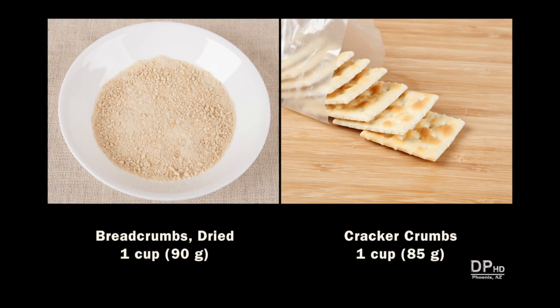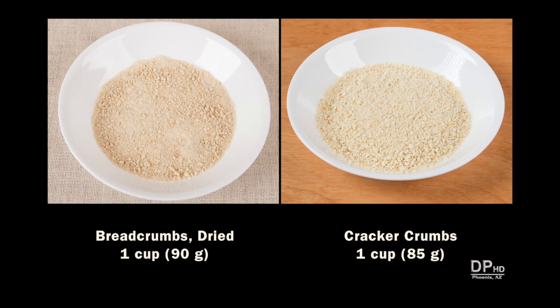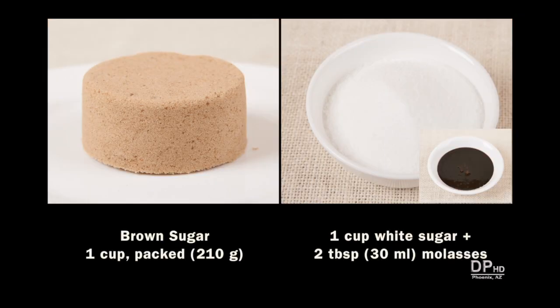An equivalent amount of breadcrumbs can be substituted for cracker crumbs. When substituting fresh breadcrumbs for cracker crumbs, increase the amount of breadcrumbs by 25%. 1 cup of white sugar plus 2 tablespoons of molasses is equivalent to 1 cup of packed brown sugar.